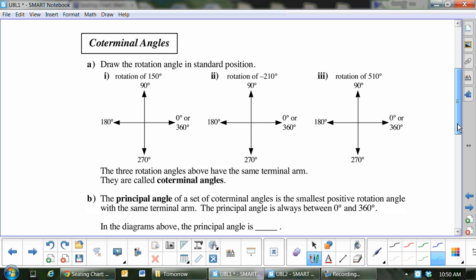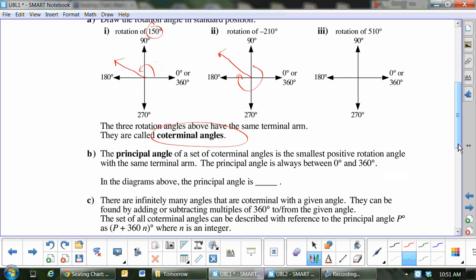Okay, so terminal means to stop. They co-stop. They all stop in the same place. Now, if we were to do 150, 150 is like here. If we were to do negative 210, surprise, surprise, it ends here. So these would be called coterminal angles. But only one of them is the principal angle, and that is this one, because the principal angle is the smallest positive rotation between 0 and 360.